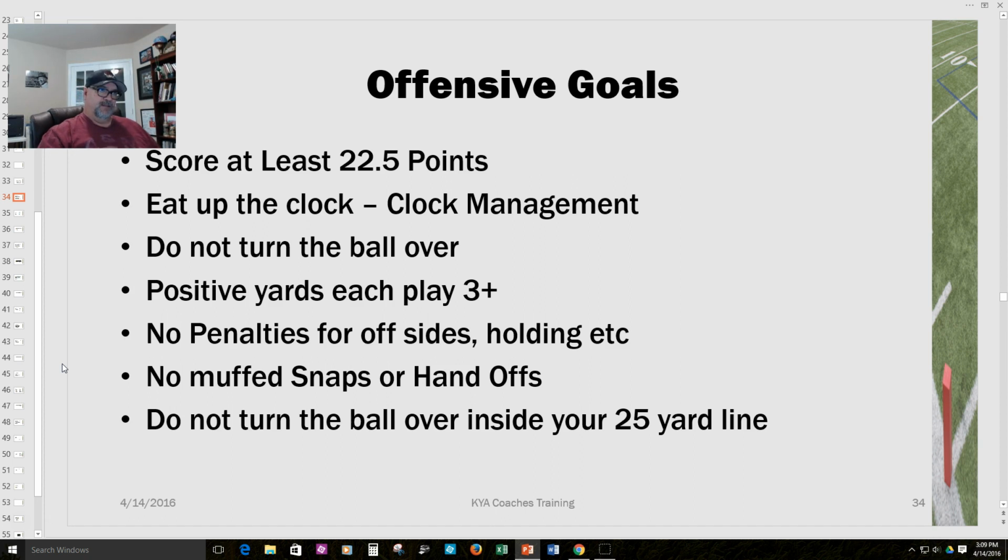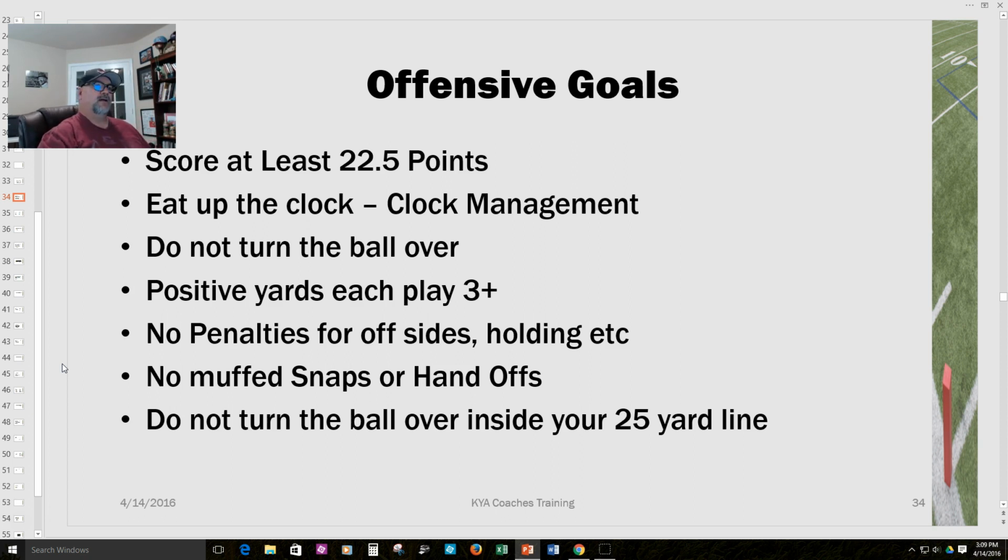So that's usually kind of the offensive goal there as far as points. I do want to eat up the clock quite a bit. Excuse me, I don't want to turn the ball over. I mean, that should be a goal. You just remind your quarterbacks, do not turn the ball over.